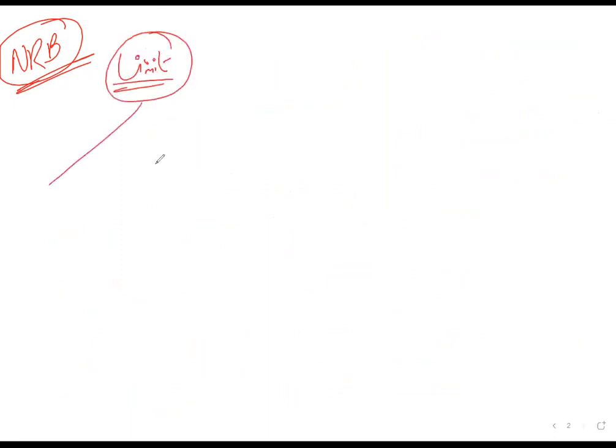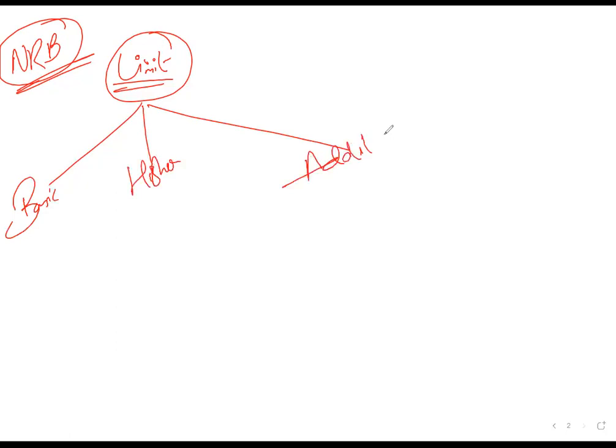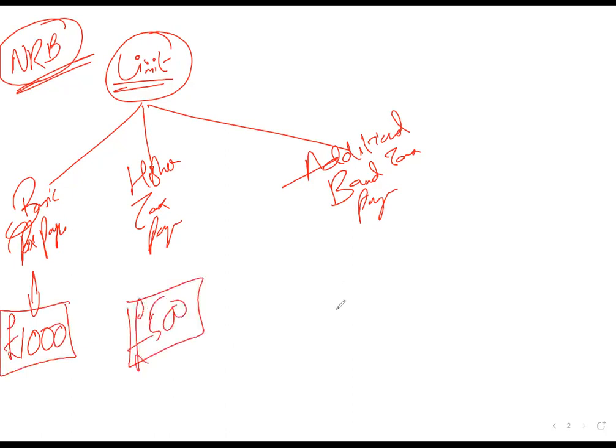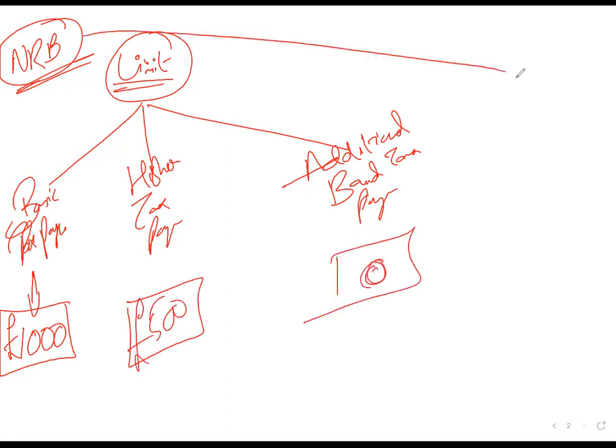It depends on your status: if you are a basic taxpayer, a higher taxpayer, or an additional band taxpayer. If you are a basic band taxpayer, your nil rate band will be £1,000. If you are a higher band taxpayer, your nil rate band will be £500. And if you are an additional taxpayer, your nil rate band will be £0, meaning nil rate band will not be applicable.